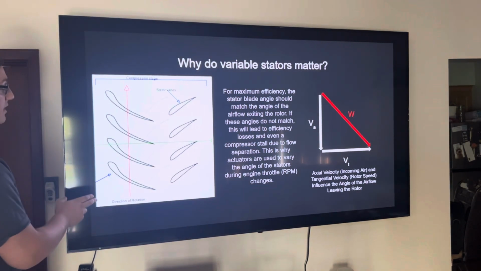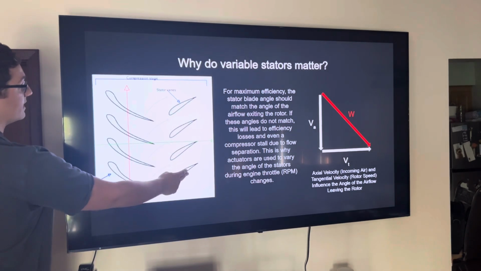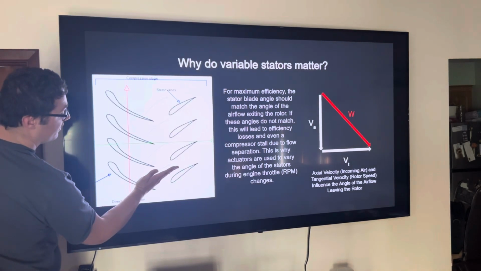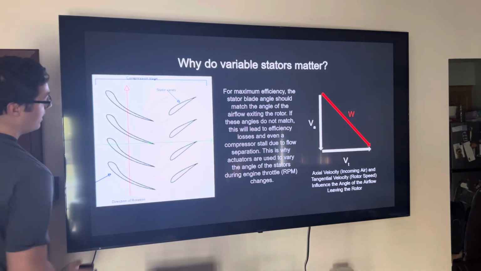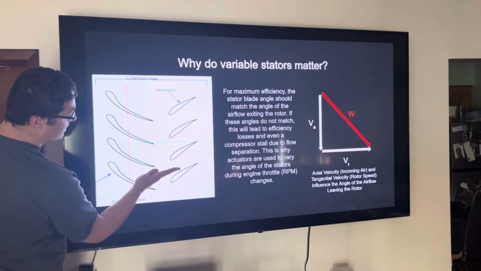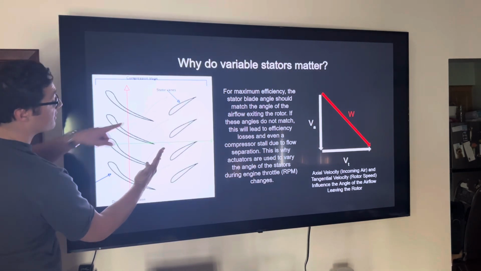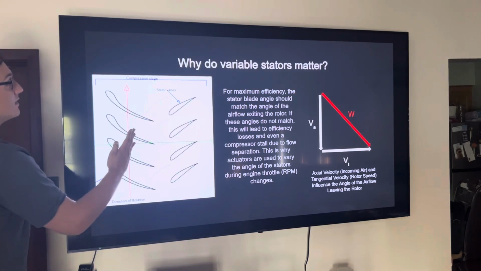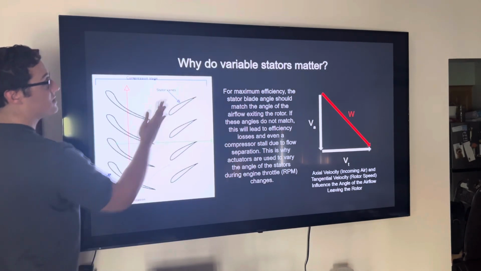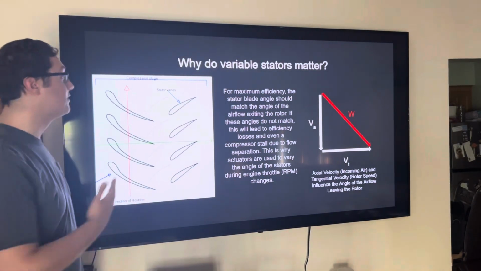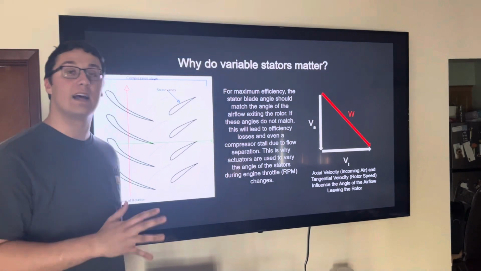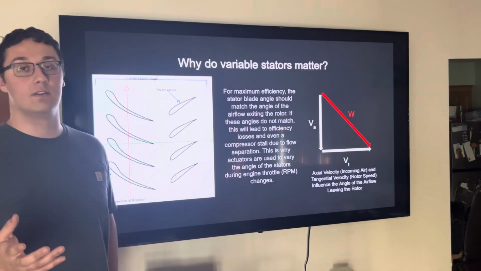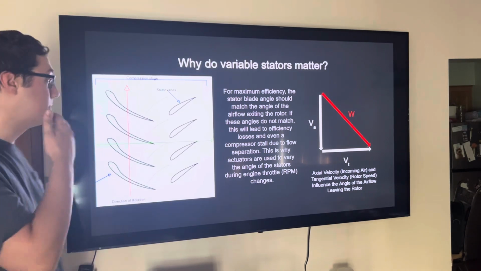If you look over here, you have a set of rotors and a set of stators. The faster the rotor goes, the angle of the airflow leaving the rotor is going to change. So if the rotor goes faster, the angle is going to go up like that. And if the stators don't change, and the airflow hits the stator at that angle, there's going to be flow separation over that airfoil. If it's not too bad, it'll just lead to inefficiency. But if it gets worse, it'll lead to an actual compressor stall or an aerodynamic stall.